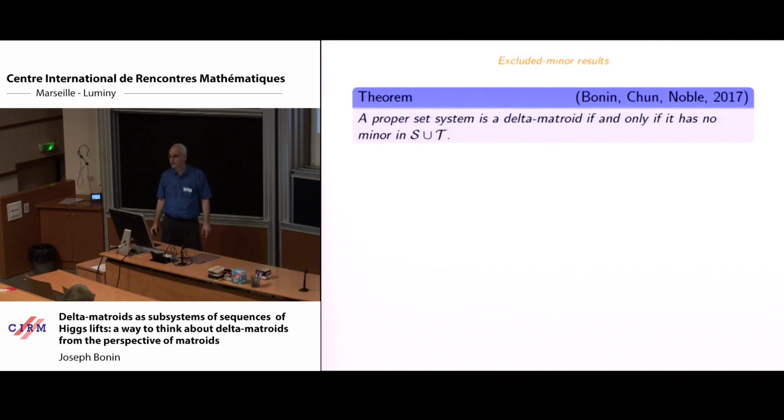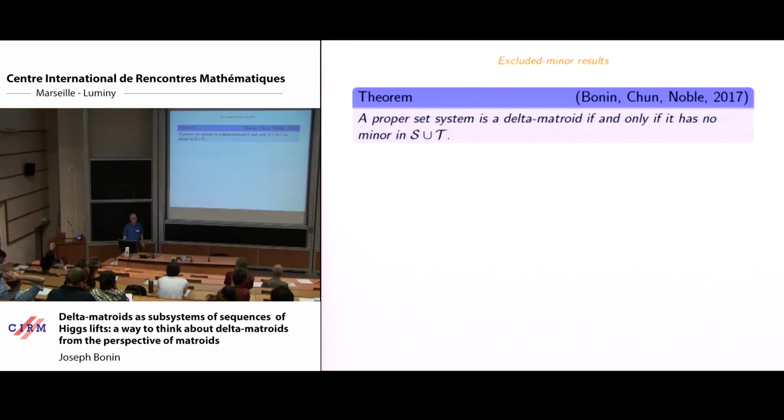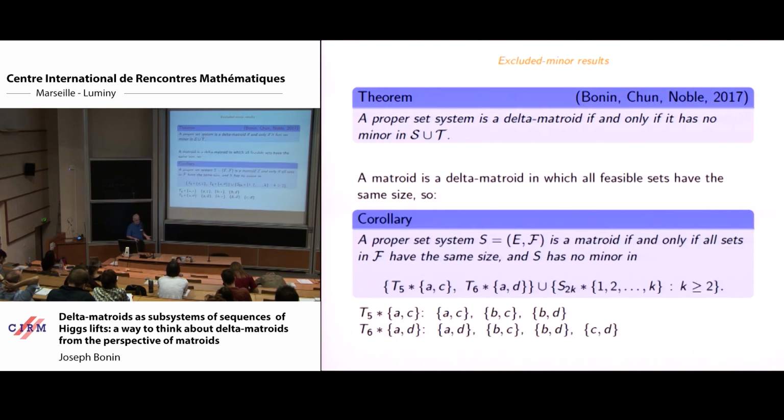Now, of course, once you have this machinery, you can apply it to a lot of things. So, in particular, matroids are special delta-matroids, right? They're the delta-matroids where all the feasible sets have the same size. So now you can come up with an excluded minor characterization of matroids within set systems. And all you have to do is just look at set systems where all the sets have the same size. Okay? Look within our list of excluded minors. Look for those where all of the sets have the same size, and there you get your list. So you can create a lot of things like this.